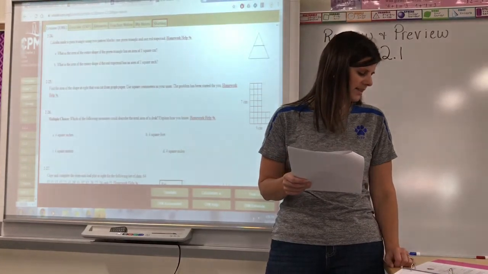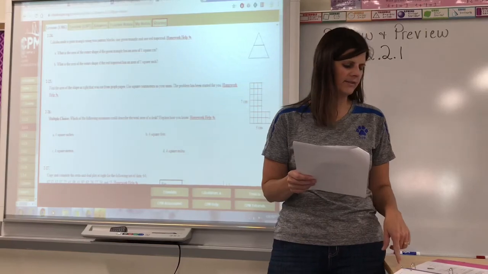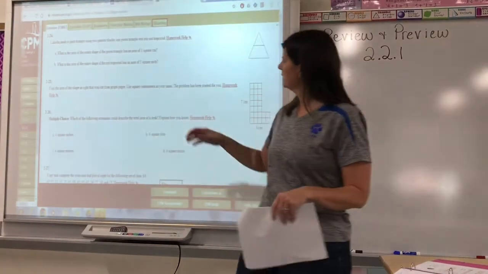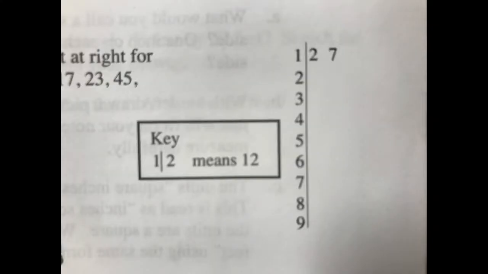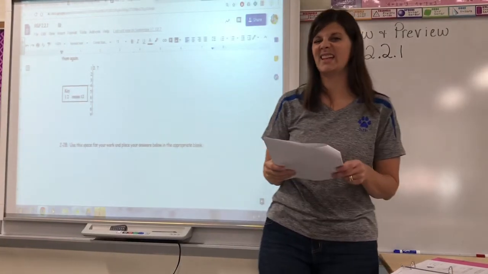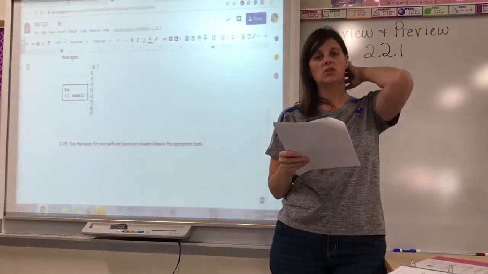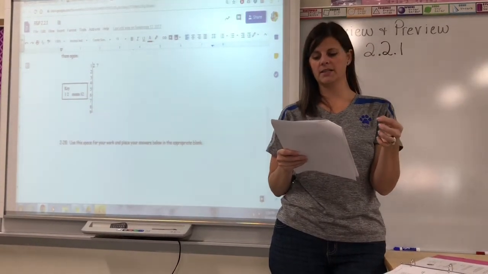For 27, it says copy and complete the stem and leaf plot at right for the following set of data. And on your answer sheet, you'll notice it's already copied for you. It even has the 12 and the 17 that are on there from your book, so don't accidentally add those again. So again, it's already there. Your job is just to complete it by adding the rest of the data values.